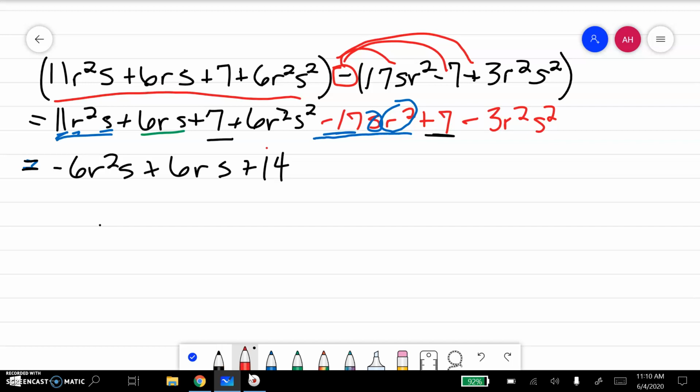And then we have 6r squared s squared. So we're looking for both variables to be squared. And if you look at this last term, we have negative 3r squared s squared. So we do 6 and negative 3, which gives me a positive 3r squared s squared. And then that is your answer.